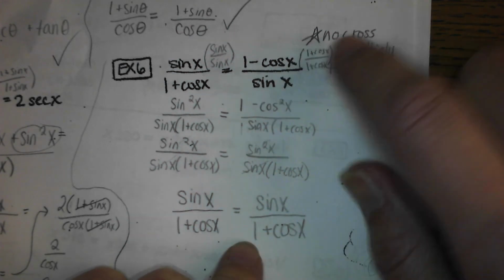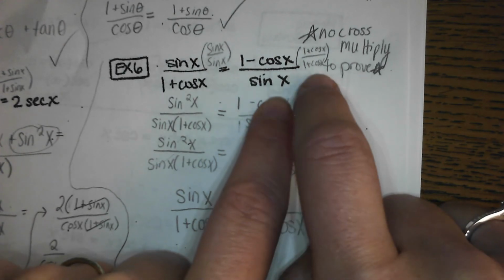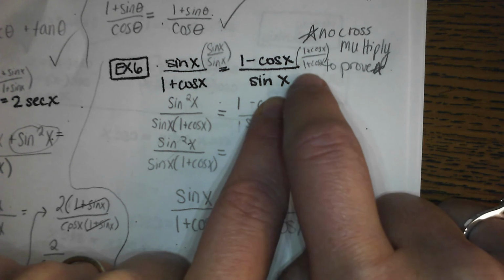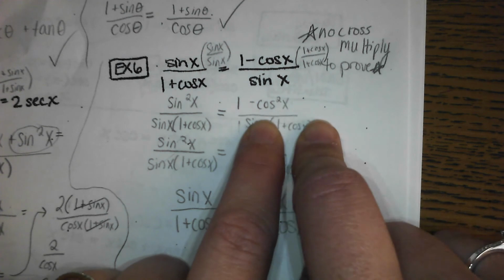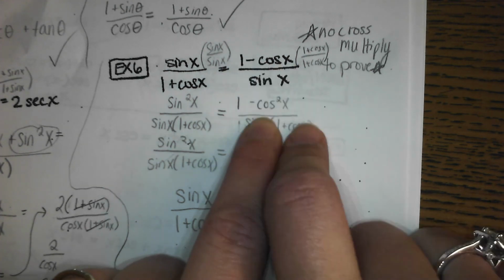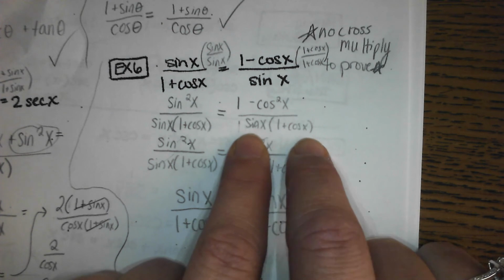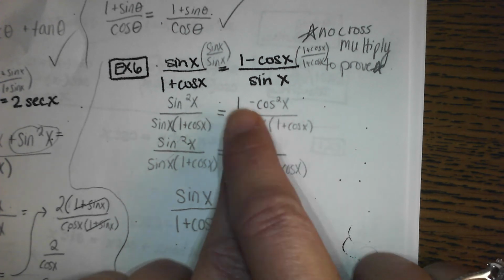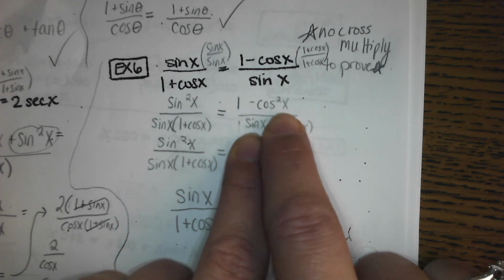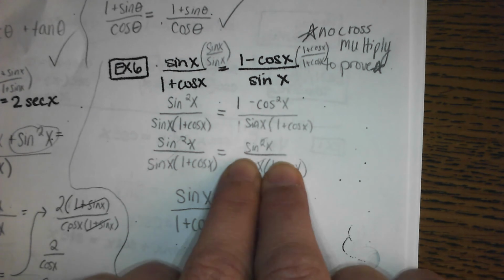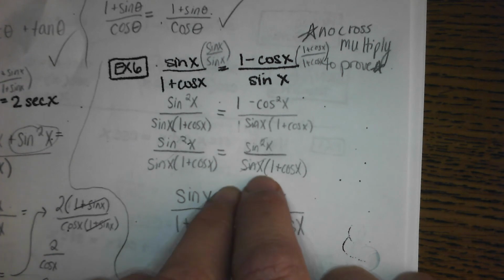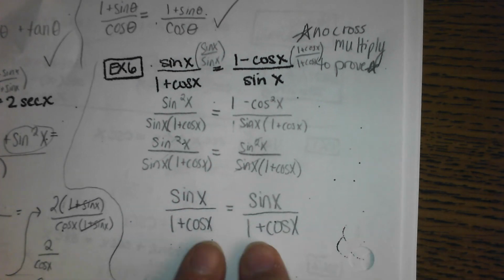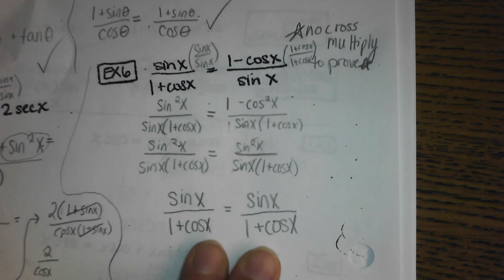No cross multiplying. On this side, they multiplied by 1 plus cosine x over 1 plus cosine x. The numerator foiled out and became 1 minus cosine squared x over the sine x times 1 plus cosine x. 1 minus cosine squared is a Pythagorean identity, became sine squared. And then sine squared x and sine x reduced to just a sine x up top. Who was this? Beautiful. Nice job.